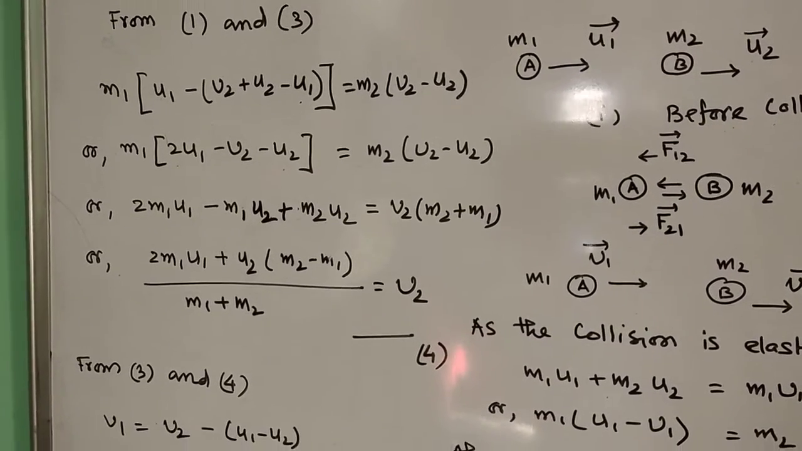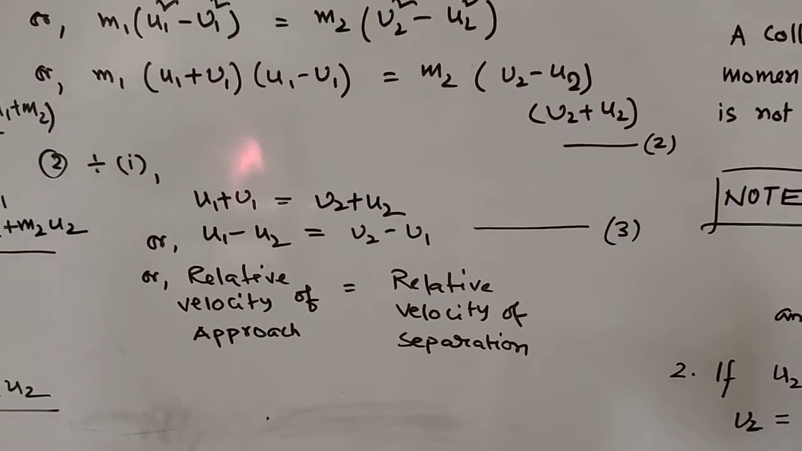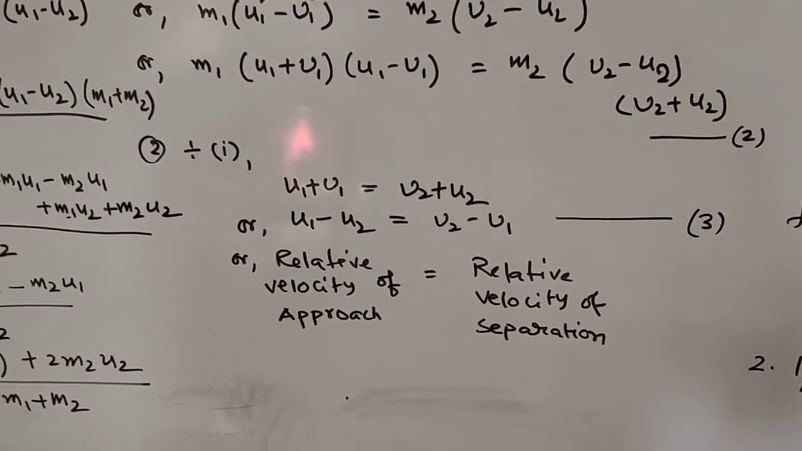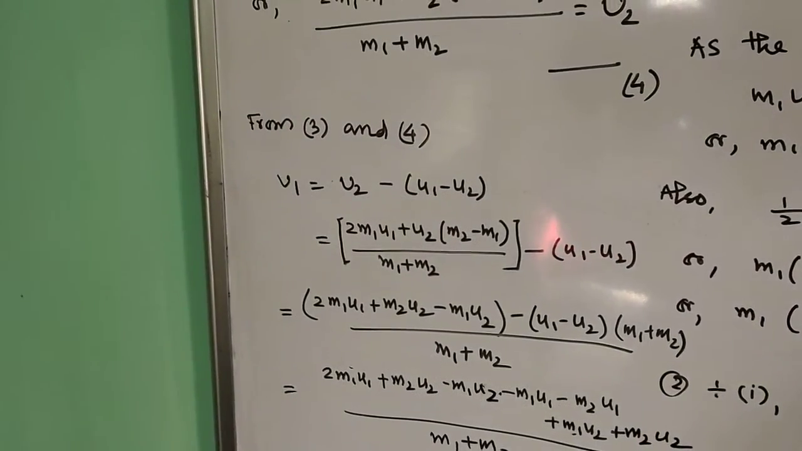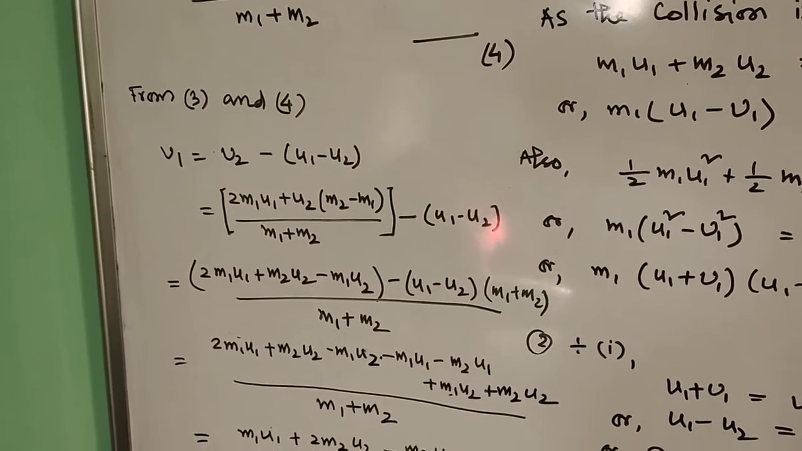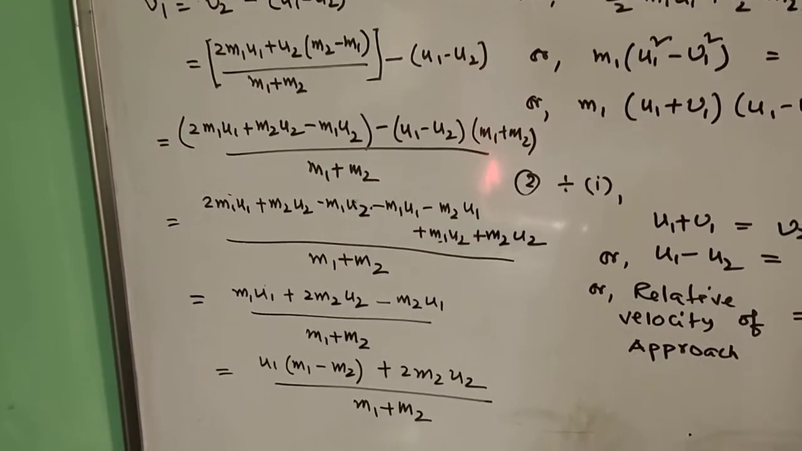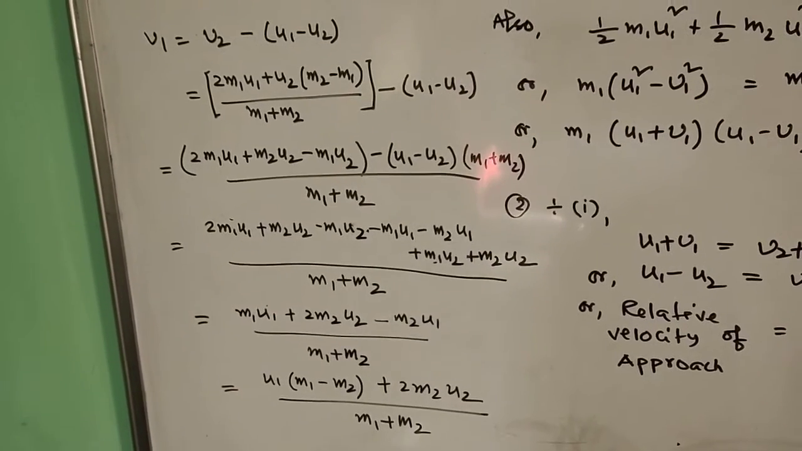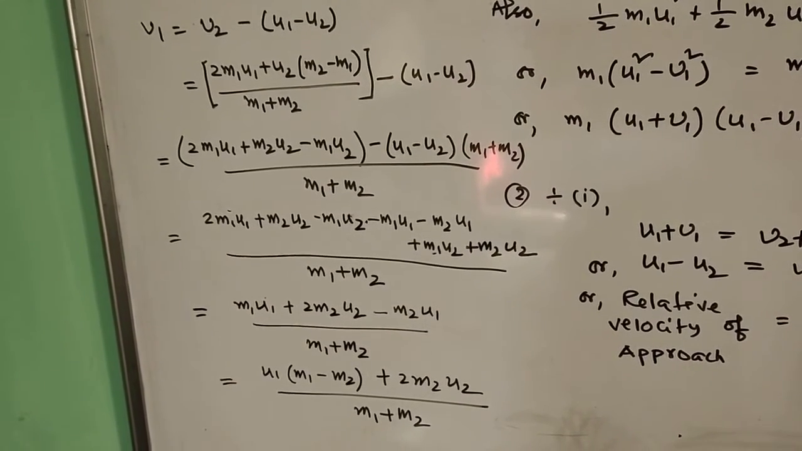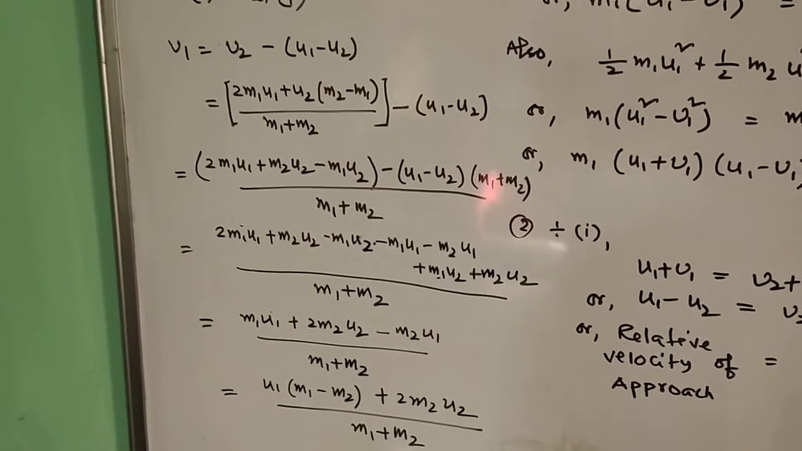Again we have substituted v2 in 3. If you substitute v2 in 3, you will get v1, so again this is 3 and 4. You check out the simplification part; it's very simple mathematics. On simplifying, we have got v1 as (u1 (m1 minus m2) plus 2 m2 u2) divided by (m1 plus m2). So you check out the calculation part.